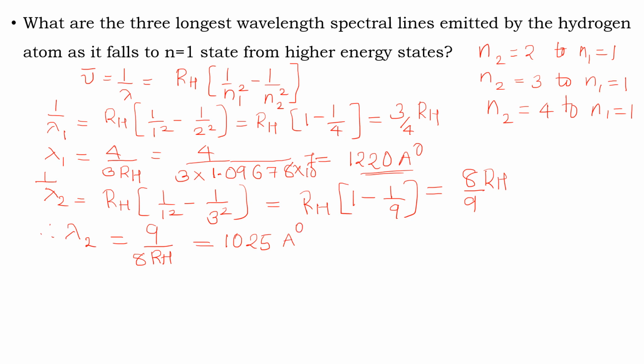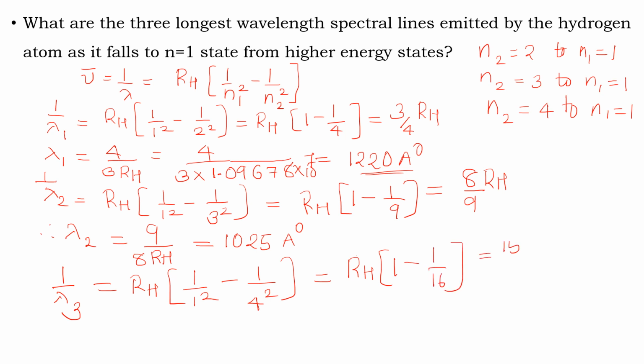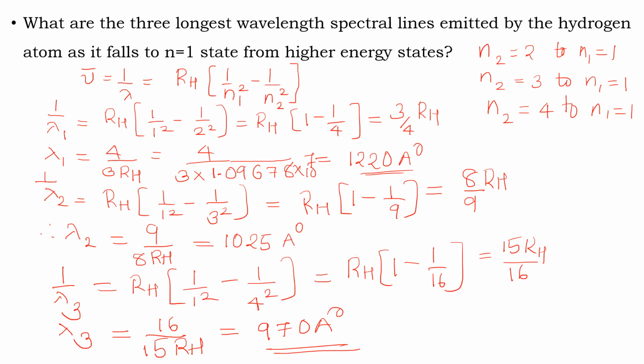And for the next wavelength, it can be represented as lambda 3, and the transition will be 4 to 1, that is 1 by lambda 3 is equal to Rh into 1 by 1 square minus 1 by 4 square. That is Rh into 1 minus 1 by 16. That is 15 Rh divided by 16. Or lambda 3 can be represented as 16 divided by 15 Rh. Substituting the value of Rh, we get the value of lambda 3 as 970 angstrom. That is, the three longest wavelengths are lambda 1 is 1220 angstrom, lambda 2 is 1025 angstrom and lambda 3 is 970 angstrom.